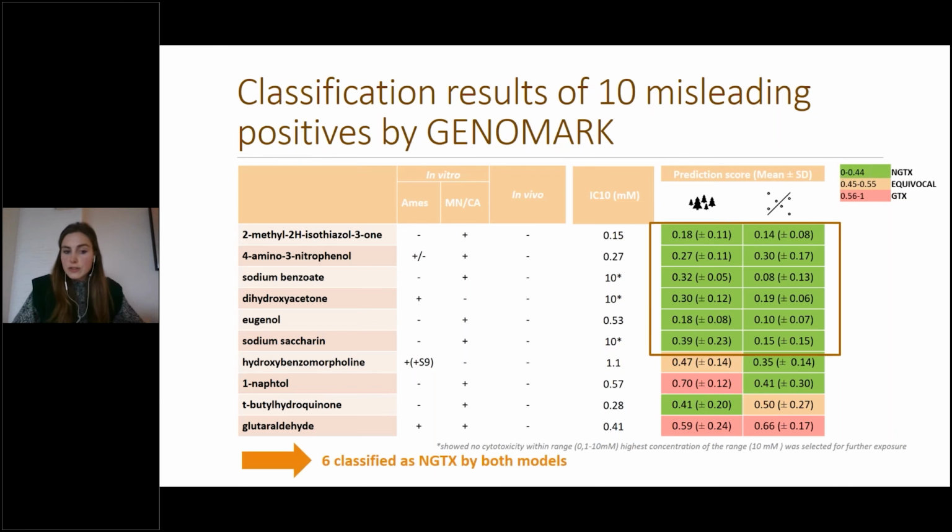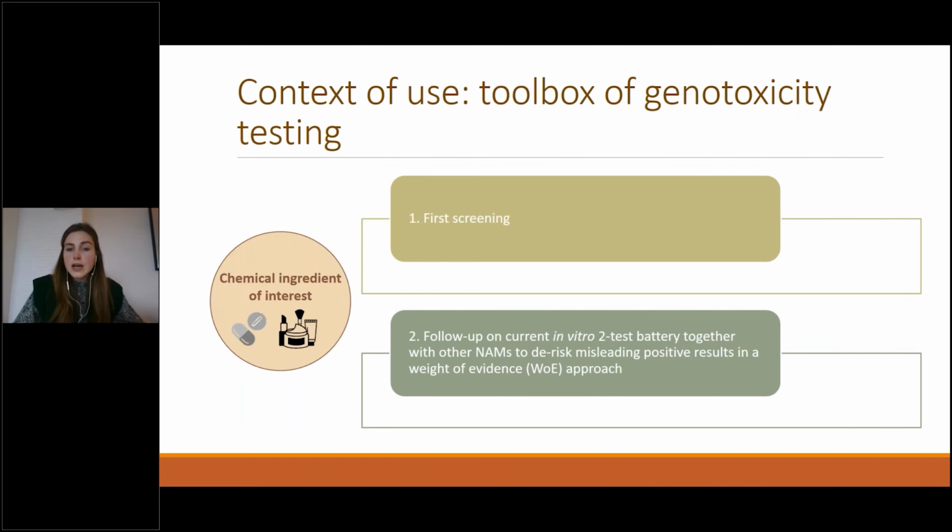So 6 out of the 10 chemicals were clearly classified as non-genotoxic by both models. 1 chemical, glyceraldehyde, was classified as genotoxic by both models, and 3 of the 10 were classified differently by both models. So overall, we demonstrated that GENOMARK had a high prediction performance to de-risk misleading positives, and therefore, in the context of use, we proposed to use GENOMARK in the toolbox of genotoxicity testing.